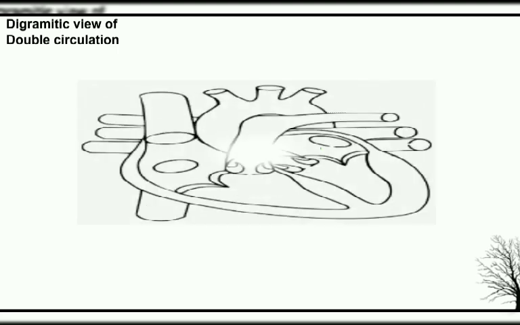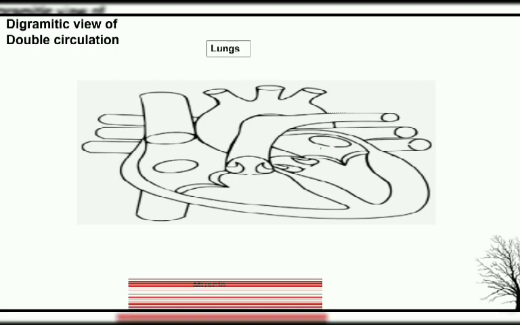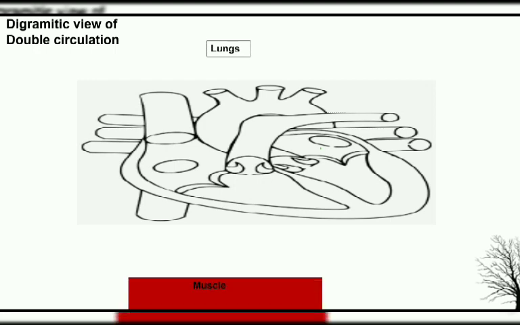Diagrammatic view of double circulation. Now this is the most important part of this topic, that is transportation. Now see that very clearly. Suppose this is the diagram of the heart, and we all know that lungs and muscles are present. Lungs receive oxygen and remove carbon dioxide.